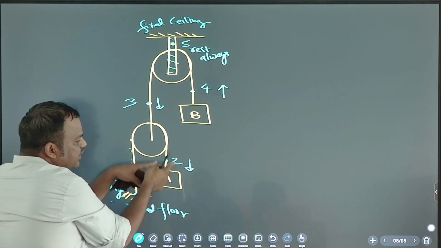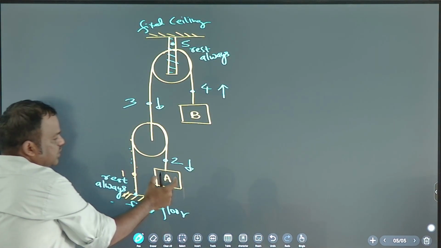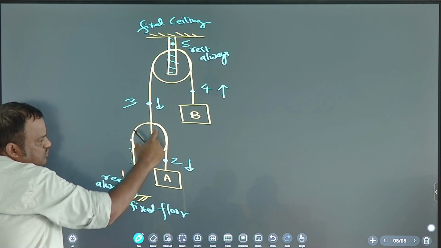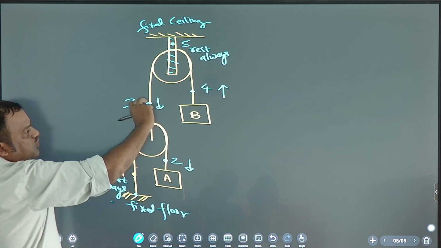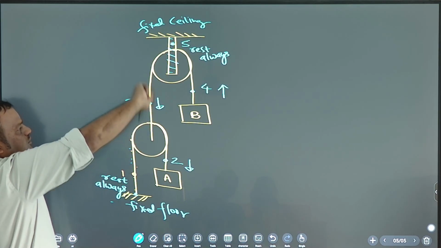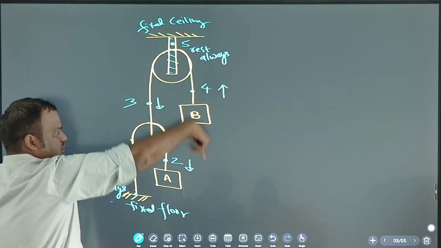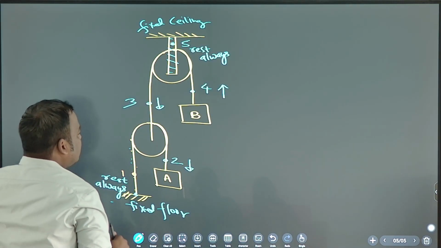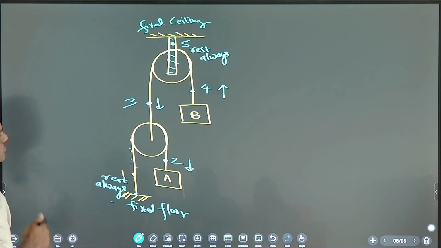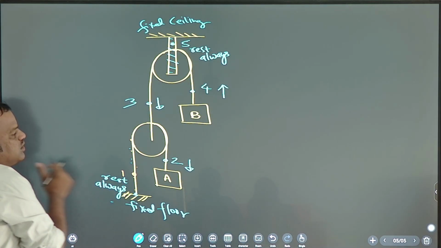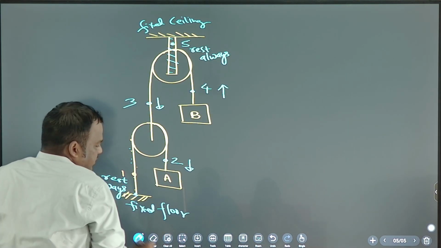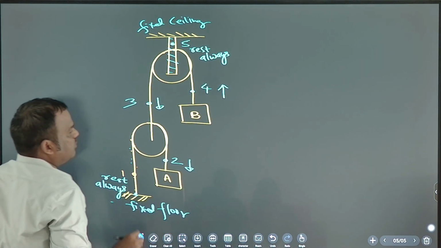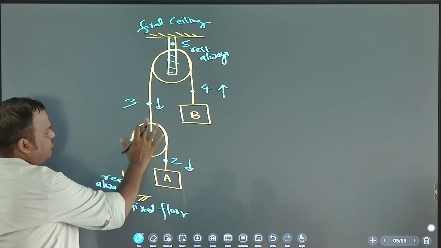If A is going up, if point 2 is going up, this pulley goes up, 3 goes up, so 4 goes down. Correct? Now how to solve this? So there is a relation also. Now we will see the formula. What is the formula for the pulley?